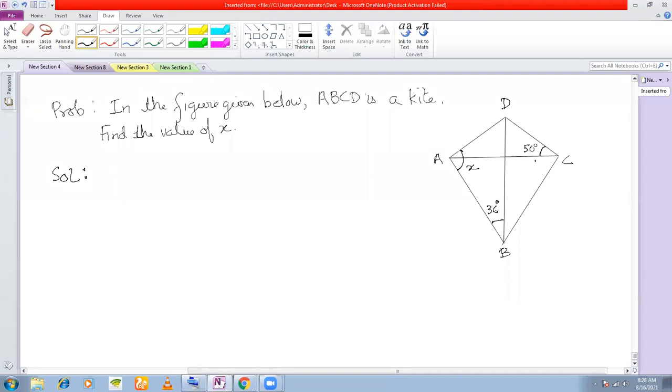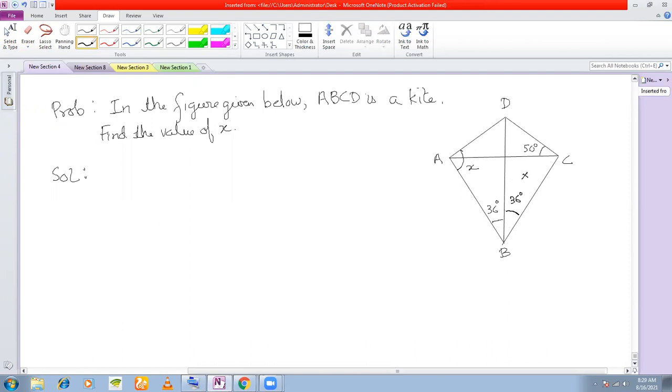So if I can find out this angle, then my task is done. See how to find this angle. First this angle and this angle must be equal. So this angle must also be 36 degree, because the longer diagonal bisects the 2 interior angles. Then angle B must be 72 degree. 36 plus 36, 72 degree, right?